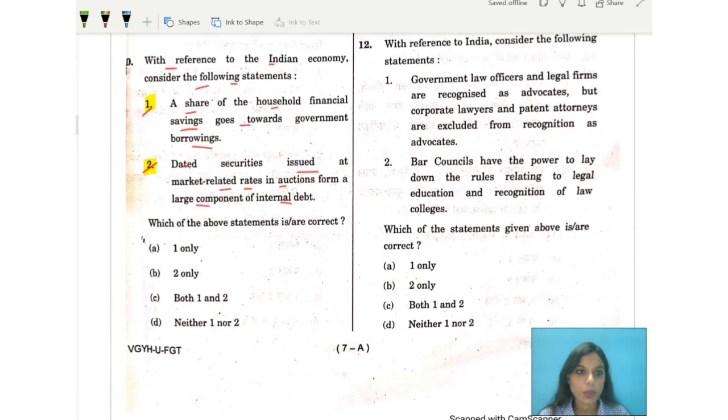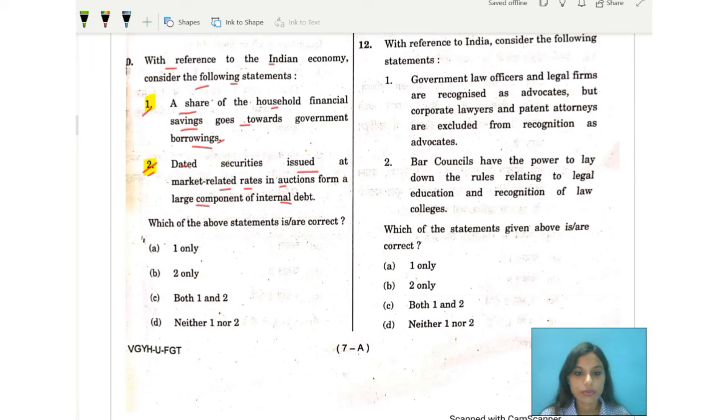Statement 1, if I say once again, it's correct, because a share of the household financial savings are obviously going to the government borrowings, right? And that also as part of the public accounts of India. And it mainly consists of the Provident Fund. We are saving in the Provident Fund.